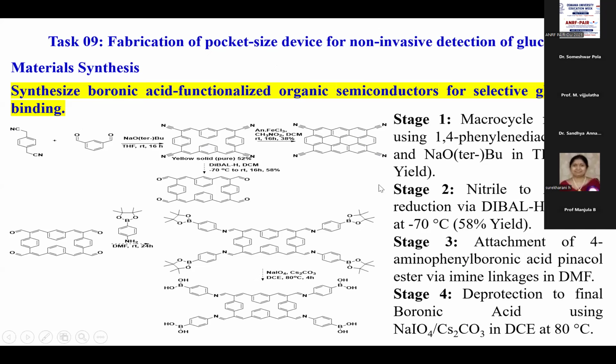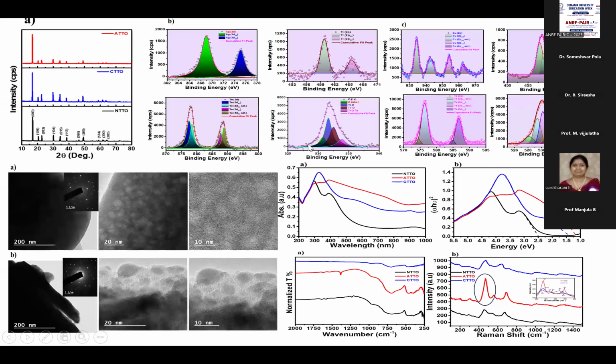First one is the Knoevenagel condensation. Second one is the nitrile group, CN group, converted to aldehyde, and third one is aldehyde reacts with the boronic ester. We can get the Schiff base, and then this ester is converted into acid in the presence of sodium periodate. We can get the acid, based on these macrocyclic boronic acids.